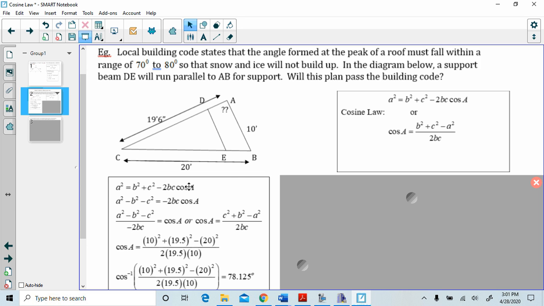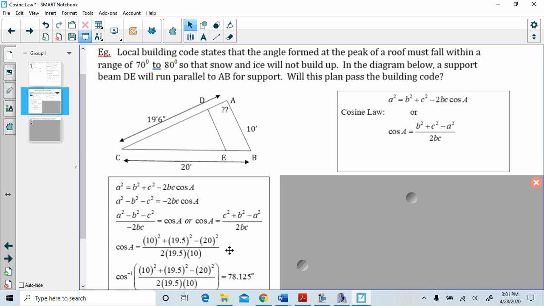So we start with the form a squared equals b squared plus c squared, and from there you're going to subtract 2bc cos A. But we don't need to worry about that form. We're going to jump right to this part where we have cosine A equals c squared plus b squared minus a squared, divided by 2bc. And then we'll look at how these numbers get in there.